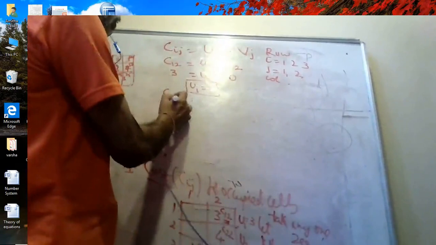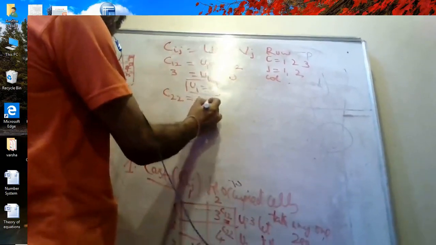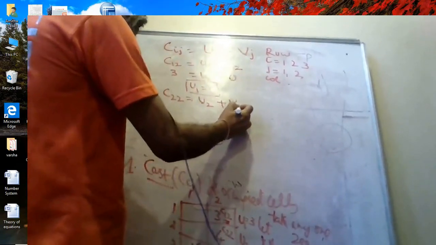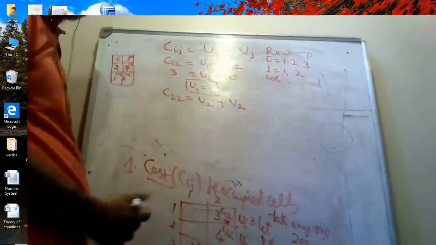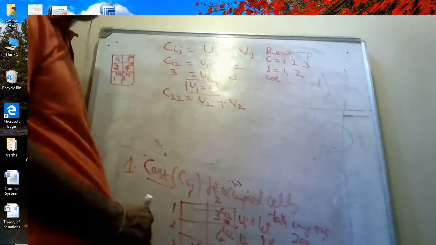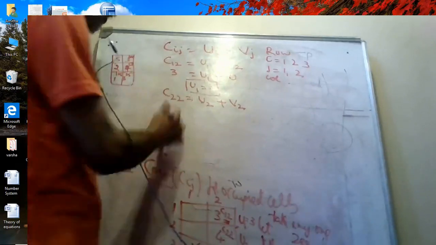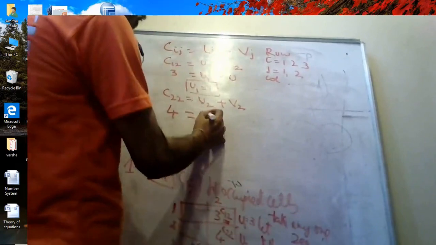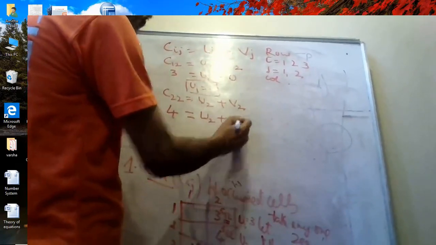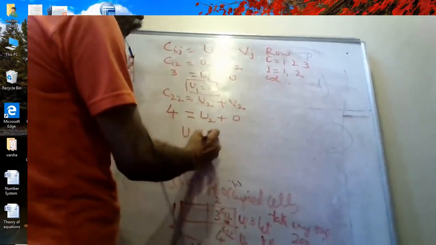Next, C22. What is the formula? U2 plus V2. See, when you listen to the class, you should start solving the problem. Otherwise, you will not understand. Keep paper, pen, calculator. 4 equals U2, you don't know, plus V2, which is 0. Therefore, U2 is 4.